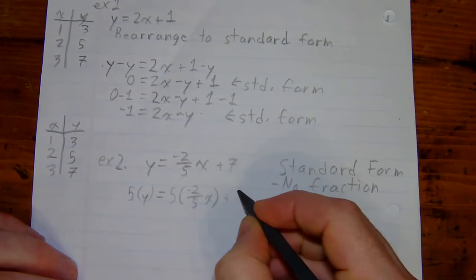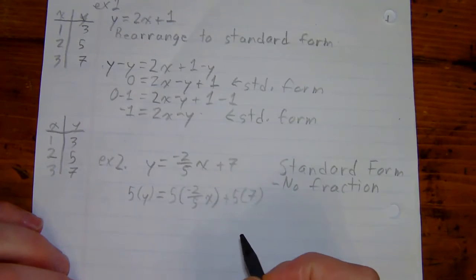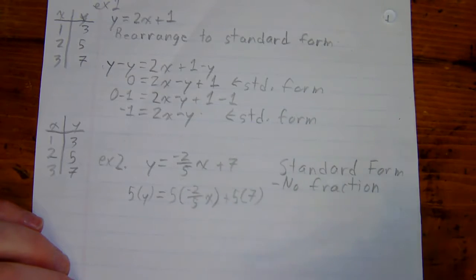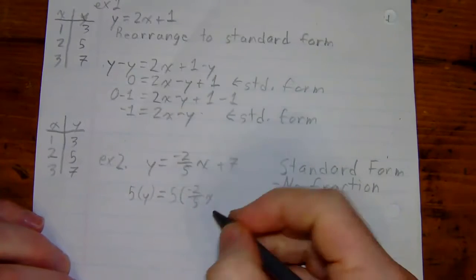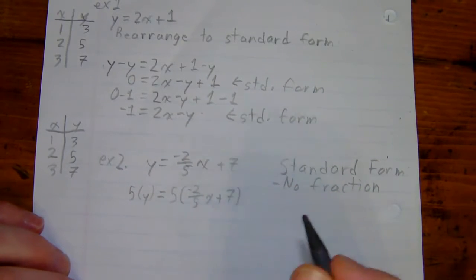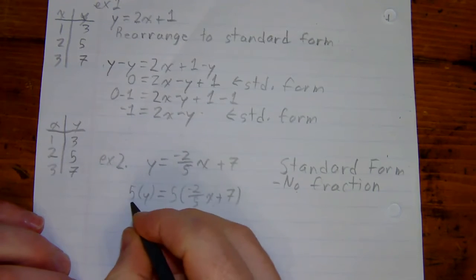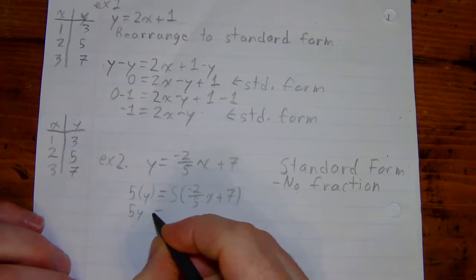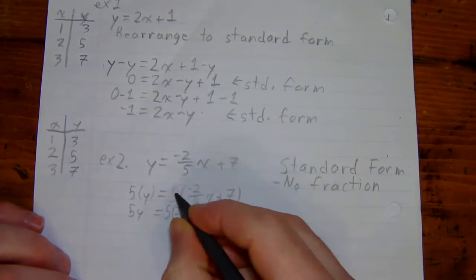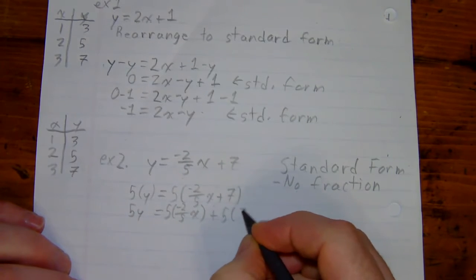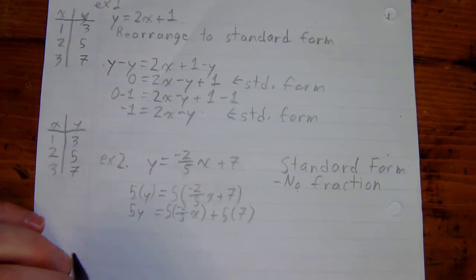And when I say both sides, that means every part of both sides. So this 7 here has to be multiplied by 5 as well, so that everything gets multiplied by 5. Another way to write this would be to use our distributive property. 5 times this whole side of the equation, 5 times this whole side of the equation. So now 5y, 5 times negative 2/5 x, plus distribute the 5 to both terms, 5 times 7. So you can see the 5 got distributed to both parts here.